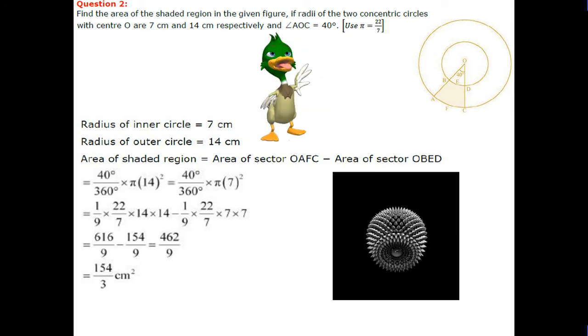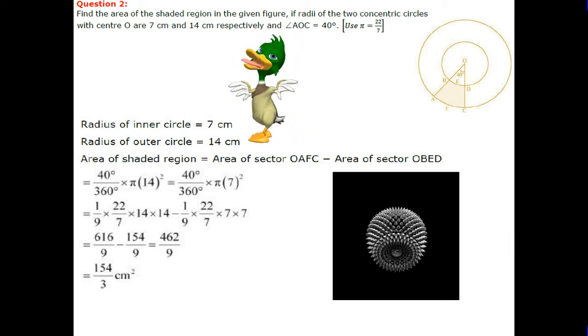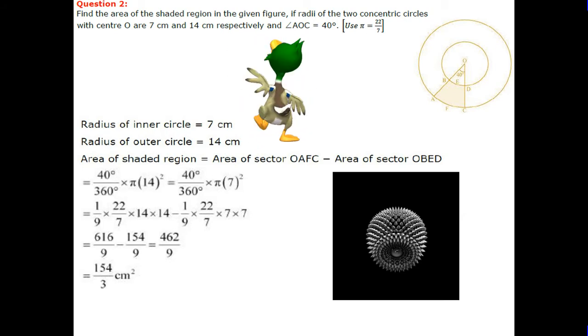In the given figure, the radii of the two concentric circles with center O are 7 centimeter and 14 centimeter respectively. Angle AOC is 40 degree. Now students, radius of inner circle 7 centimeter, outer 14. Area of shaded region is area of sector OAFC minus area of sector OBED. Here it is 40 upon 360 into pi r square, 14 square, that is equal to 154 upon 3.